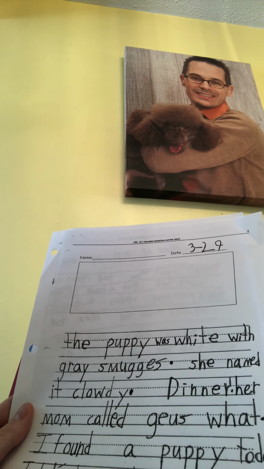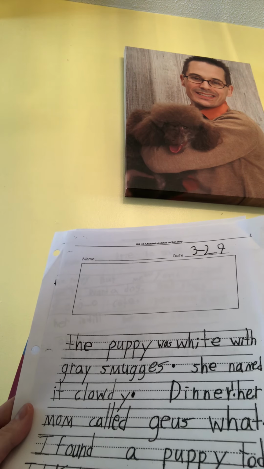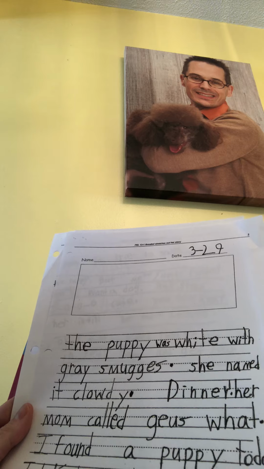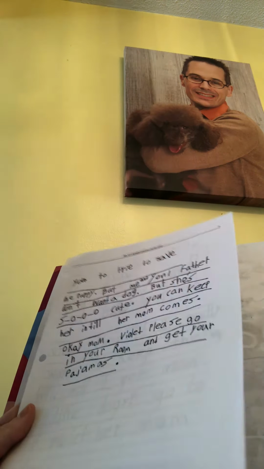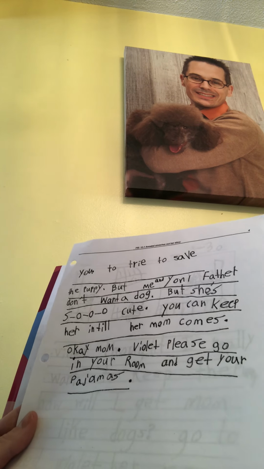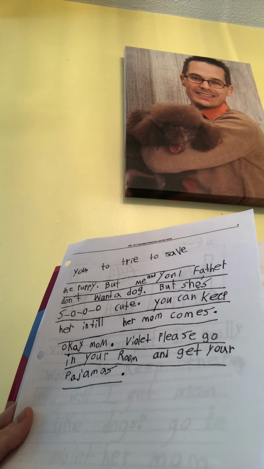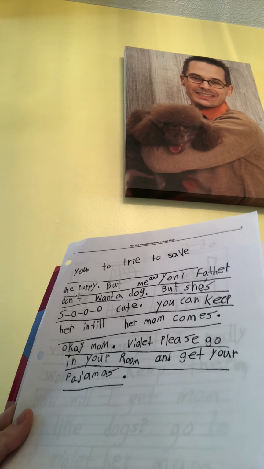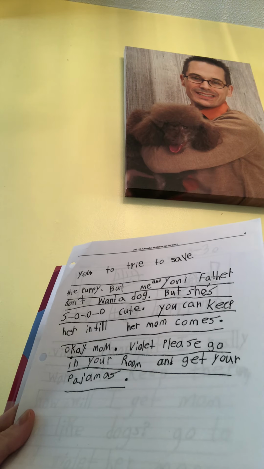Dinner. Her mom called. Guess what? I found a puppy today, and I didn't want it to get hurt in the storm. Violet, that's nice of you to try to save the puppy, but me and your father don't want a dog. But she's so cute. You can keep her until her mom comes. Okay, Mom. Violet, please go in your room and get your pajamas.